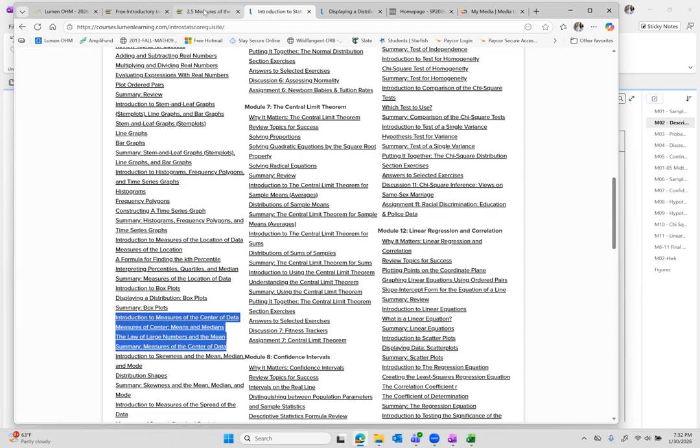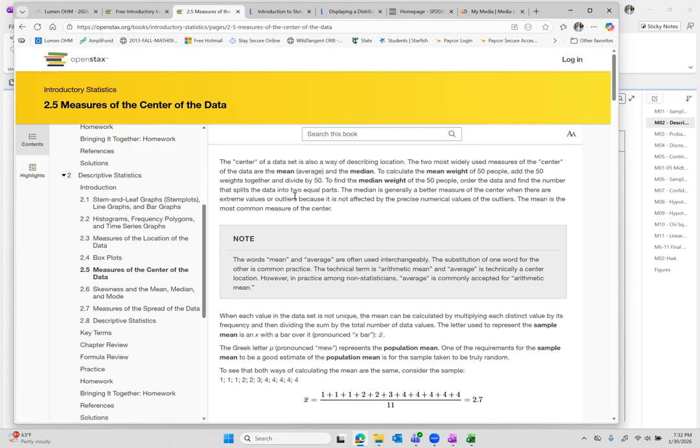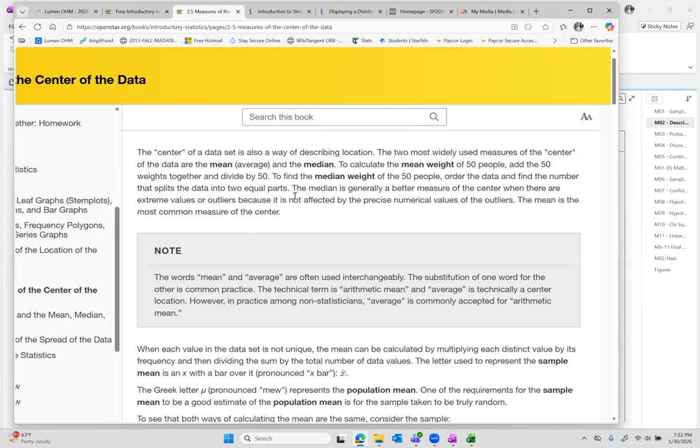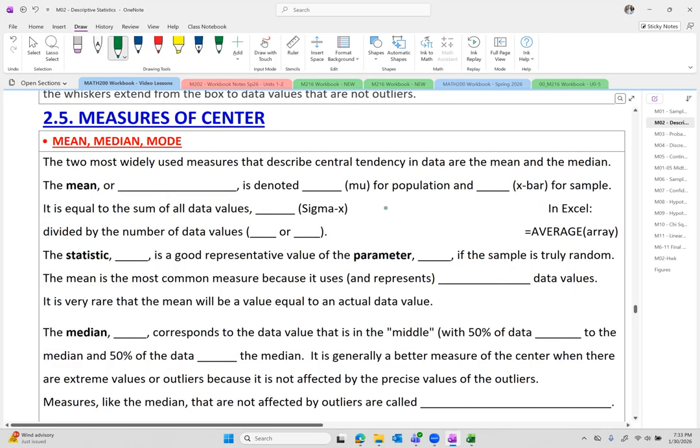So if we start with the OpenStax book, it says that there are two most widely used measures of the center, and these are the mean and the median. And in our notes, we also include a third measure of center that is called the mode.